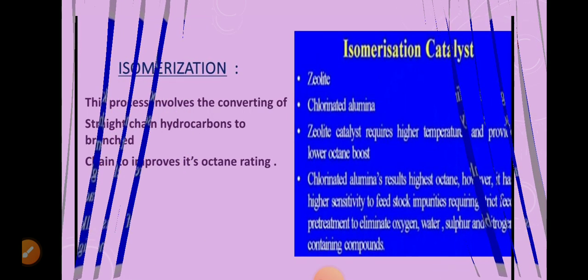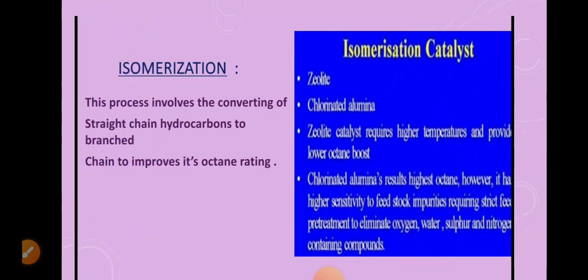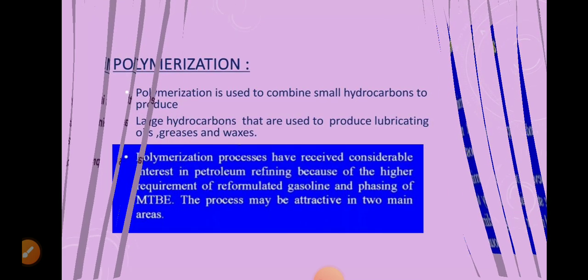Next is the isomerization unit. This process involves converting straight chain hydrocarbons to branched chain to improve their octane rating. The catalysts involved in the isomerization unit are zeolite and chlorinated alumina. There is a difference between the use of these two catalysts. Zeolite catalyst requires high temperature and provides low octane boost, so it is economic in the petroleum industry. But chlorinated alumina results in the highest octane rating. However, it has high sensitivity to feedstock because it requires pre-treatment to eliminate oxygen, water, sulfur and nitrogen from the feedstock.